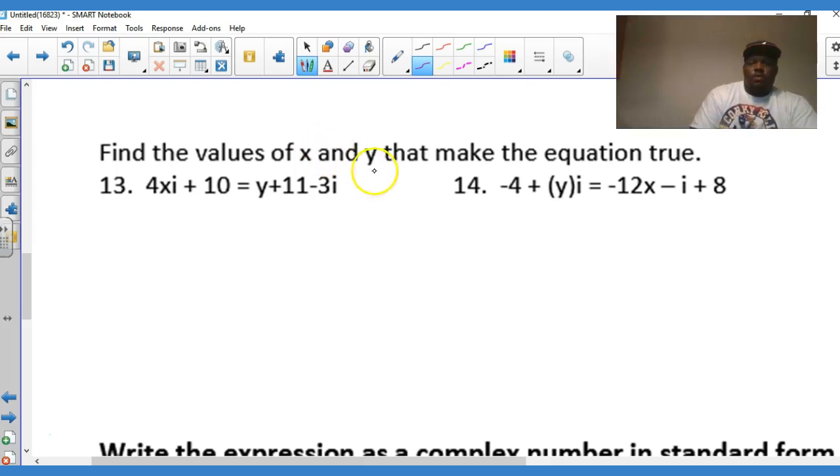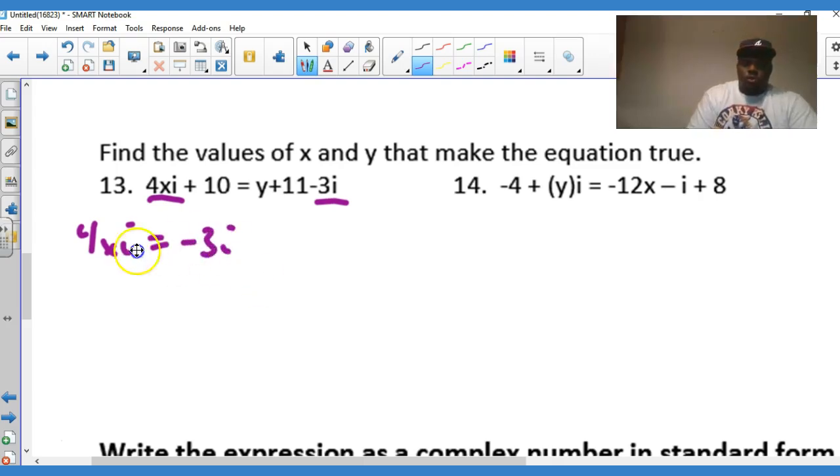Find the values of x and y that make the equation true. If you look at this, this is 4xi, this is negative 3i, and there's an equal sign in the middle. These are the imaginary numbers. How do I know it's imaginary? Because it has the i. So I'm going to take those two, 4xi, and set it equal to negative 3i. Set those equal to each other, and I solve for the variable x.